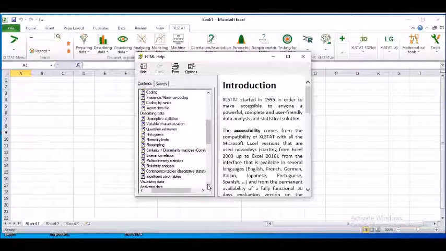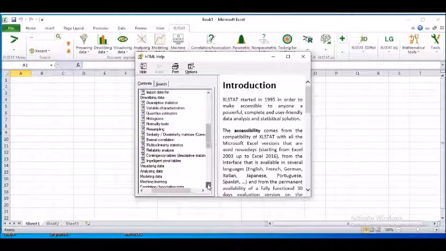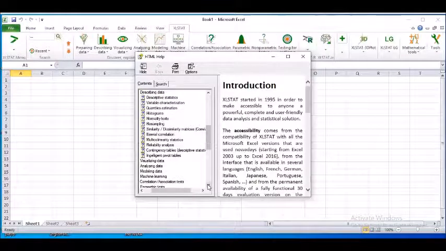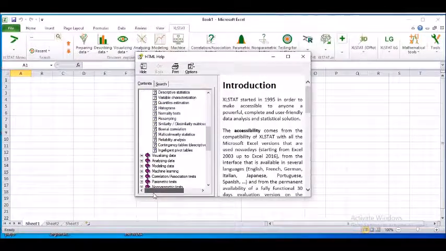Similarly, I can minimize and click on the plus sign, and you can have a look at it also, wherein we can understand what all things are there for describing the data. Here you can see it is descriptive statistics, which is common across all the software. Variable characterization. Now, this is something which is quite new, and I am interested.